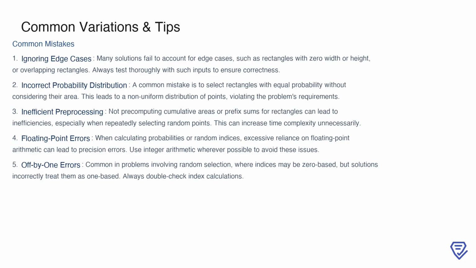Efficient preprocessing is also key. Without pre-computing cumulative areas or prefix sums for the rectangles, your solution might become inefficient, especially when selecting random points multiple times. Additionally, watch out for floating point errors when dealing with probabilities or random indices. These errors can arise due to precision limitations, so integer arithmetic is often a safer choice. Finally, off-by-one errors are a common pitfall in random selection problems, particularly when indices are zero-based but are treated as one-based, or vice versa. Double-check your index calculations to avoid these subtle but critical mistakes.